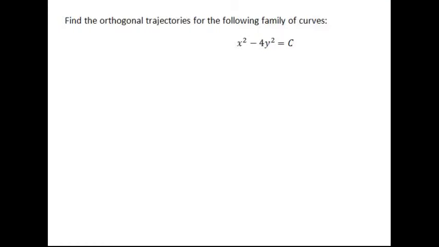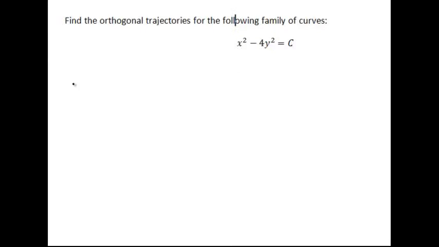Consider the following family of curves: x squared minus 4y squared equals c. If we want to find orthogonal trajectories, which is a family of curves that intersect these curves at right angles, how do we proceed? The first thing is to make sure the expression is in a form such as this, with a constant only on the right hand side and any variables x and y on the left hand side. Then, once we have it in this form, we need to differentiate term by term with respect to x.